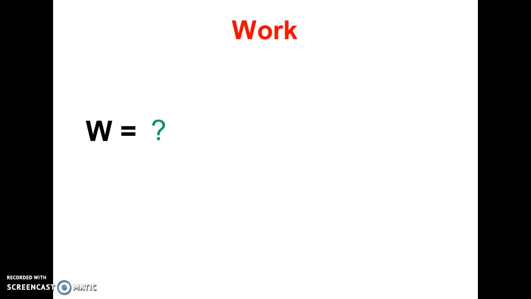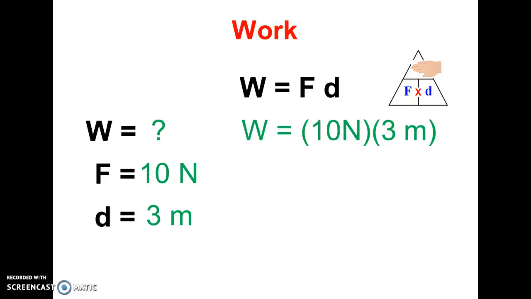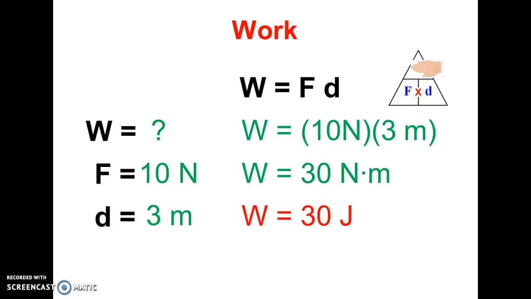Here's an example. We want to calculate work. We're given a force of 10 newtons. We're given a distance of 3 meters. You can either use the triangle, or you can find somewhere on your quiz or test the formula for work. Work is equal to force times distance, so if you're using the triangle, just cover up the work. And we have work is equal to 10 newtons times 3 meters. Do the math and you get 30 newton meters, and a newton meter is a joule.